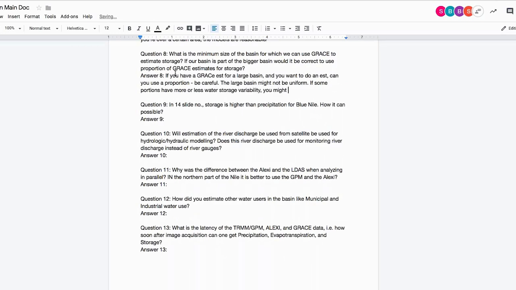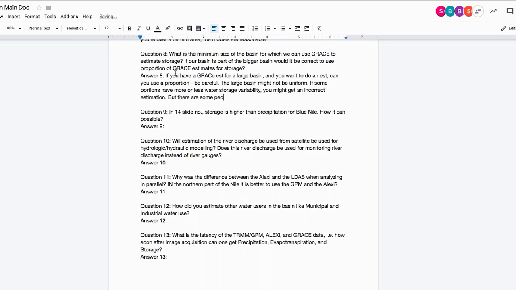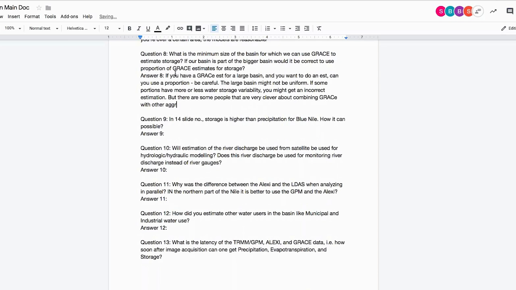But there are certainly examples of people who are clever about applying GRACE in combination with their other observations to try to figure out if they can disaggregate the GRACE signal. Indeed, that's a motivation of data assimilation with GRACE, to be using ancillary information like rainfall, for example, to help us to disaggregate GRACE to finer scale.